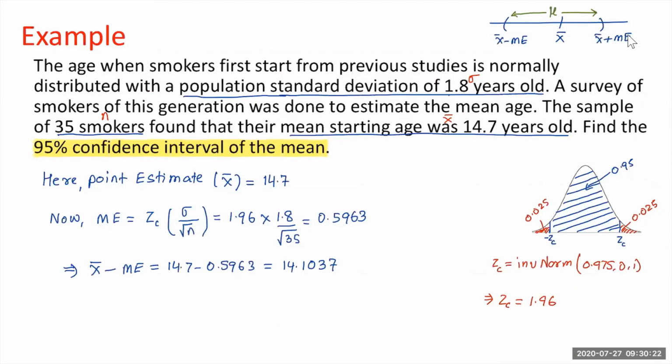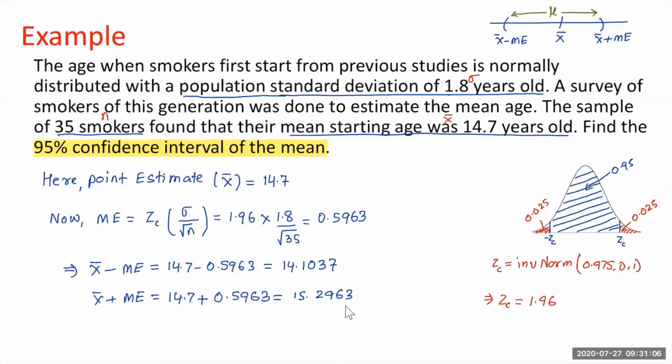We also need the upper end of the interval. It is mean plus margin of error. So let's do that. Mean is 14.7, or the point estimate is 14.7, plus the margin of error, 0.5963. Make sure you add that in your calculator. When you add, you should get 15.2963. So the lower value for the interval is 14.1037, and the upper value is 15.2963.